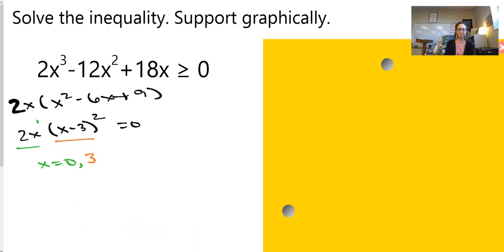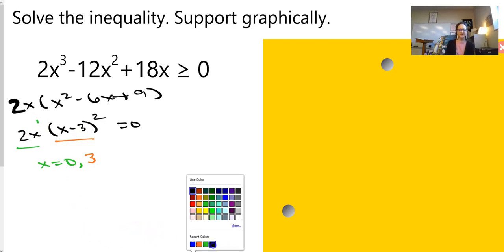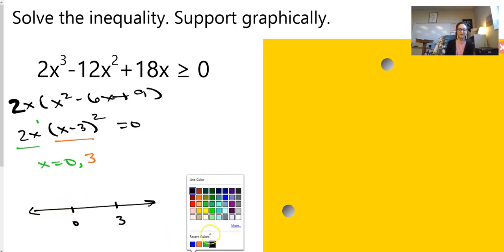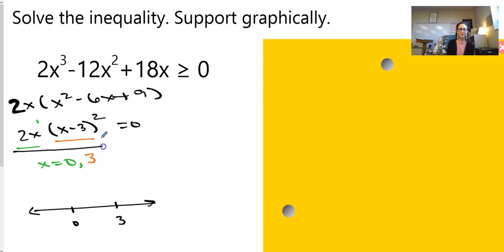All right, what's our next step? Next step is to make a number line, and just be sure that you are only putting in your x-intercepts. So just 0 and 3 here. Now, you can test whatever interval you want. I usually just start with the first one. So let's go ahead and box this factored form so you know where you're plugging this into, okay?